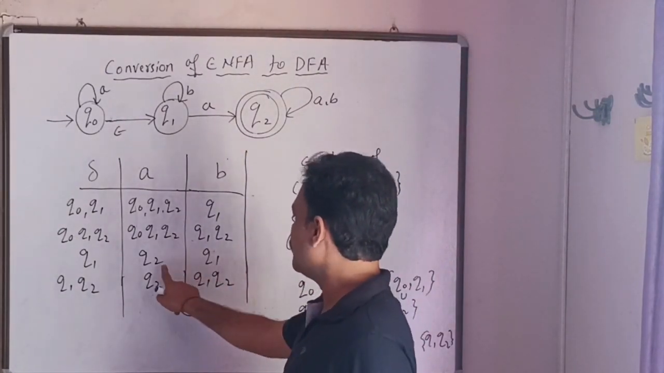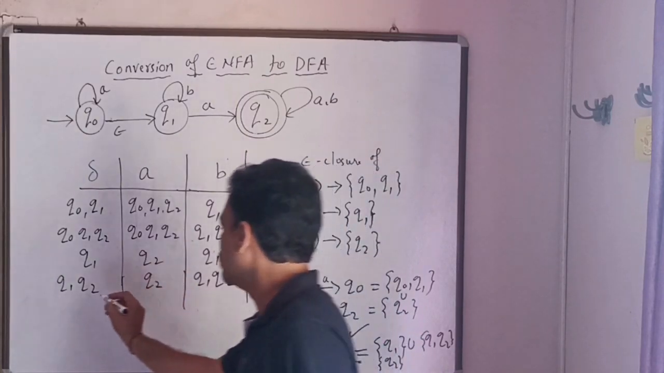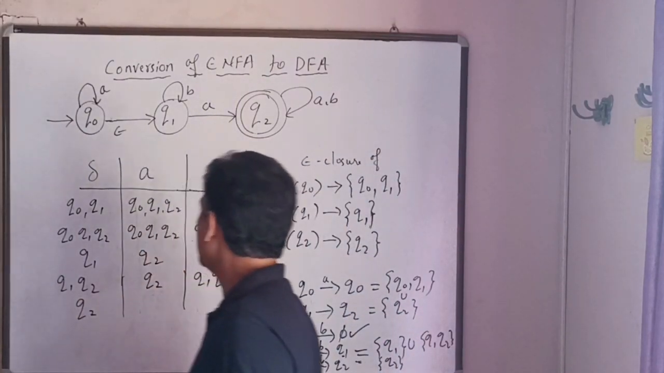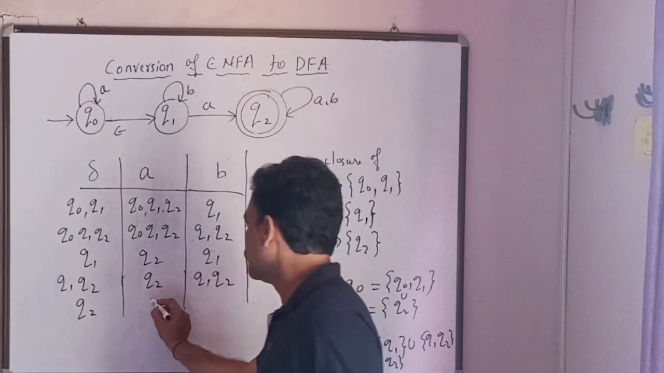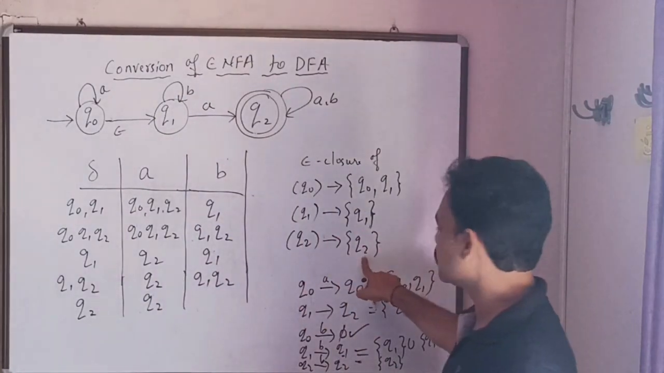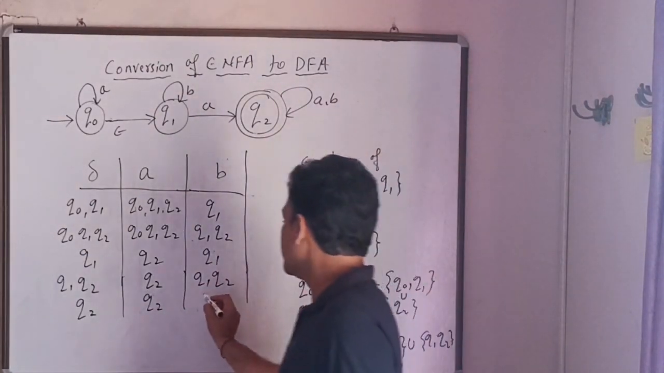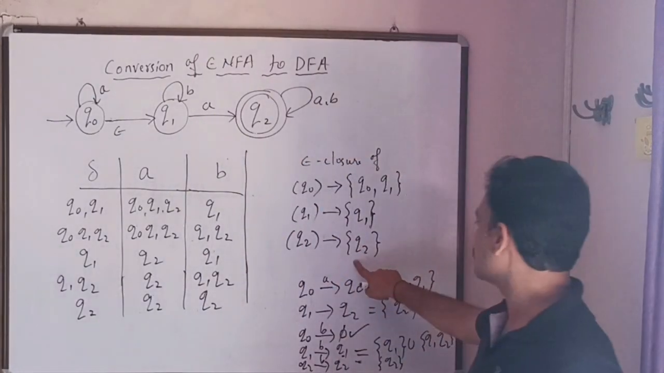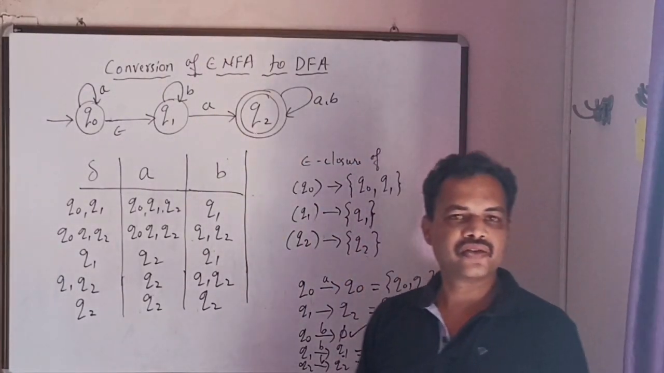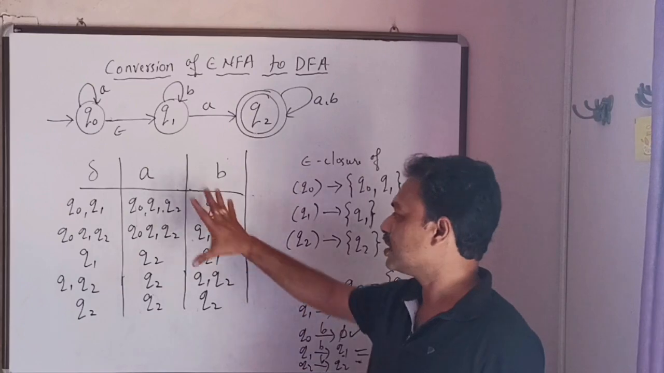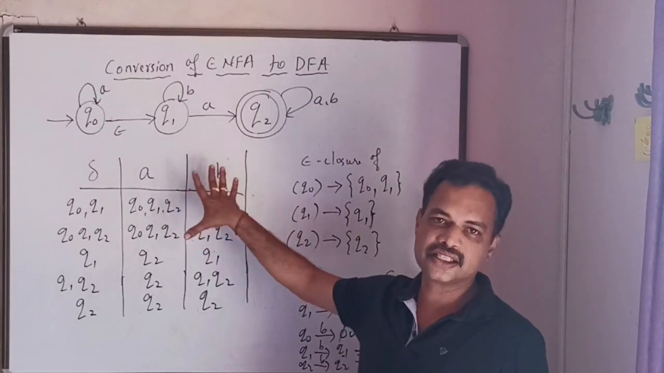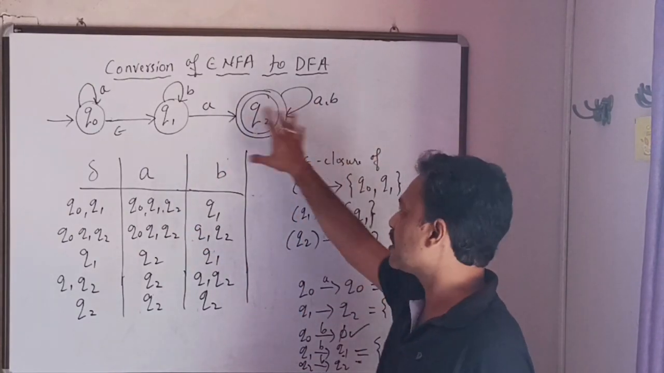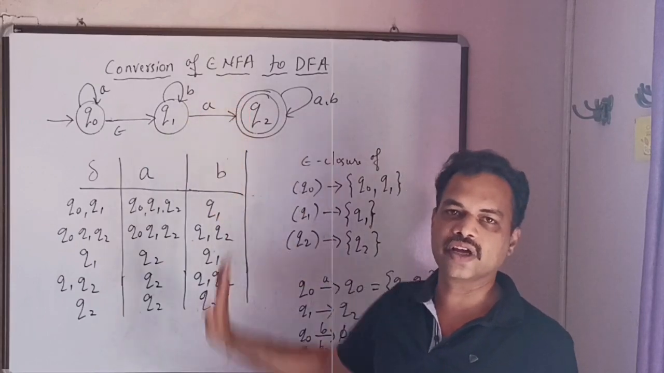Next, we have only one new state, that is Q2. Bring it over here, Q2. Now Q2 on A is Q2 itself. Its epsilon closure is also Q2. Q2 on B is once again Q2. Its epsilon closure is Q2 itself. Now that we are done with the transition table, this table helps us in putting the DFA corresponding to this epsilon NFA.